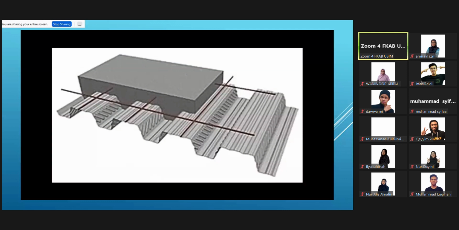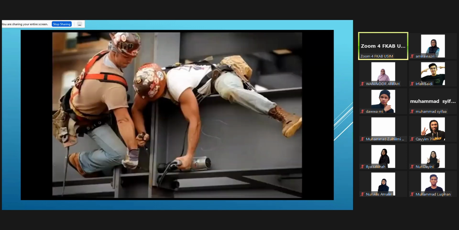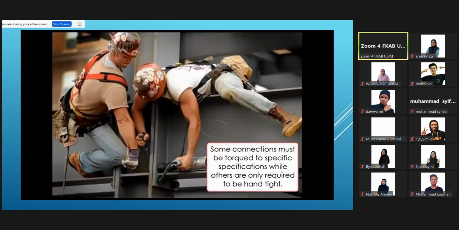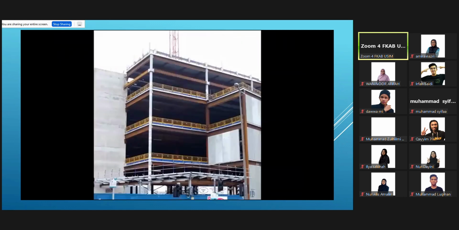Now, once the deck has been installed, holding the frame in place, the iron workers can then go back and finish tightening and torquing all bolted connections and completing weld joints. This process is called detailing the steel, and this completes the installation of the system.